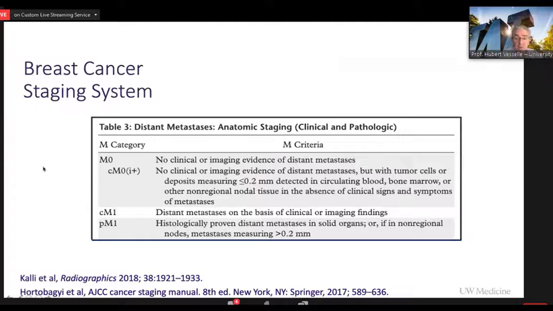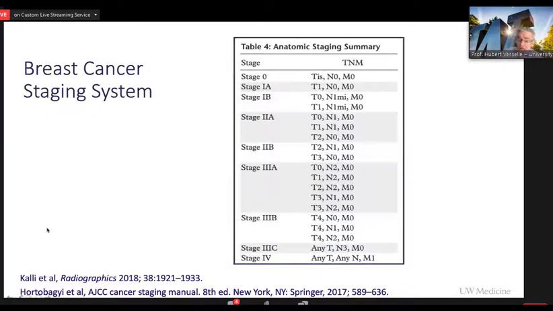Now the M descriptor of the TNM staging system. Basically M0 is no clinical or imaging evidence of distant metastasis, but clinical M1 is going to be evidence of distant metastasis based on imaging or clinical exam. Obviously, a pathologic M1 is if there is histologically proven distant metastasis in a solid organ, let's say with an ultrasound or CT-guided biopsy of a liver lesion, or if it's in non-regional nodes, if you have metastasis measuring more than 0.2 millimeters.